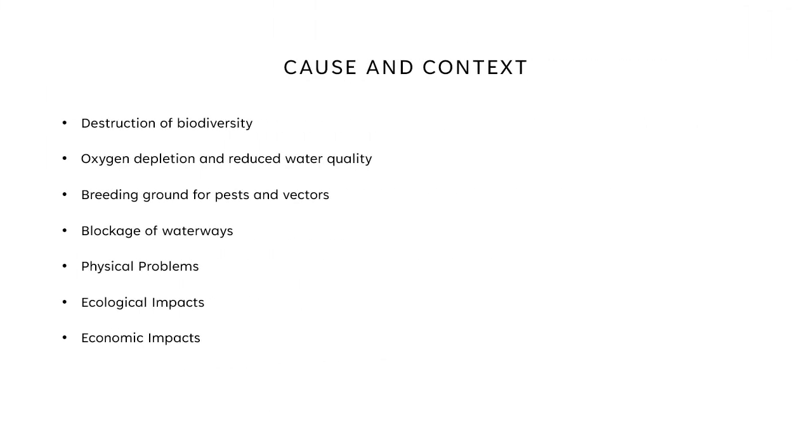Here we will discuss the cause and basically the context of the project. One of the main issues would be the destruction of biodiversity due to the existence of hyacinth plants or weeds, the oxygen depletion and reduced water quality due to the blockage of the surface of the water by these weeds. It becomes a breeding ground for pests and vectors, and leads to other ecological impacts which further lead to economic impacts.